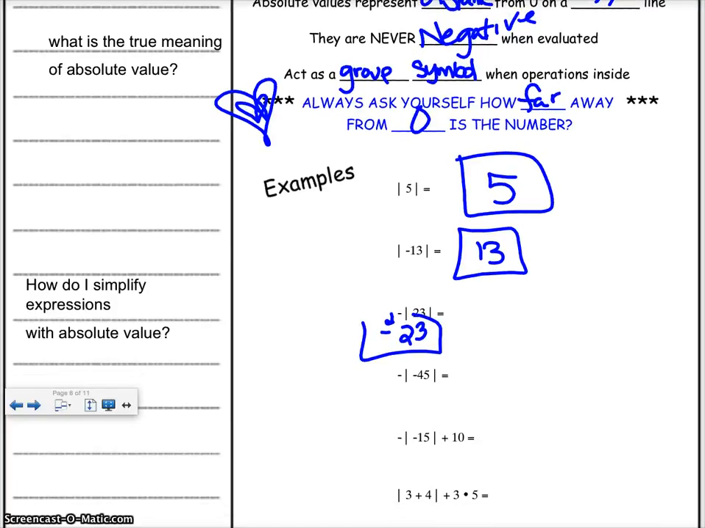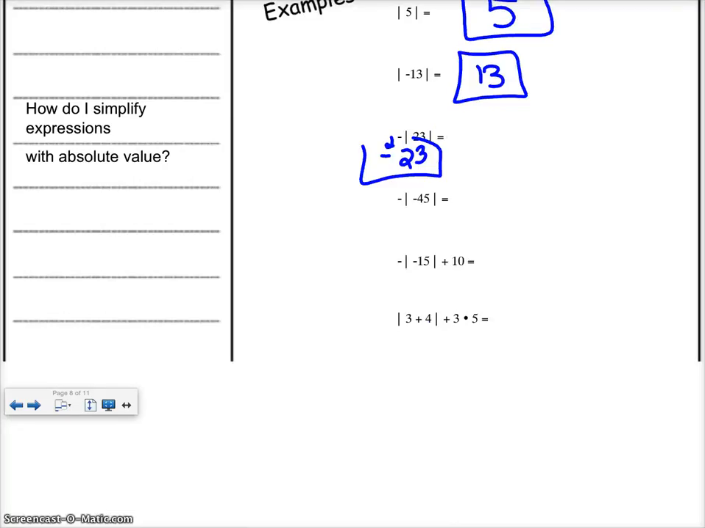Next one. Negative the absolute value of negative 45. I'm breaking this up. How far away is negative 45 from 0? 45. What should I do with this negative? Bring it down. And I bring it down because it's outside of the absolute value sign. But it's inside too. Inside too, yep. But you have to evaluate and then bring it down. So I evaluated the negative 45 absolute value, which was 45, and then write it down.